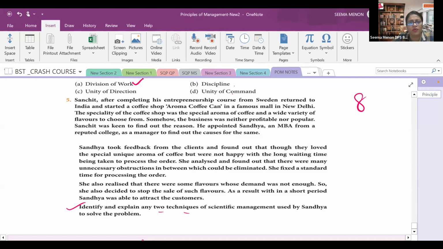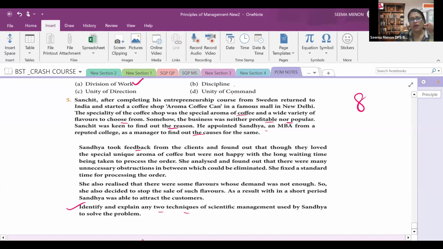Sanchit, after completing his entrepreneurship course from Sweden, returned to India and started a coffee shop, Aroma Coffee Can, in a famous mall in New Delhi. The specialty of the coffee shop was the special aroma of coffee, and a wide variety of flavors to choose from. Somehow, the business was neither profitable nor popular. Sanchit was keen to find out the reason, because he came back from Sweden with a lot of ideas. He appointed Sandhya, an MBA from a reputed college, as a manager to find out the cause.